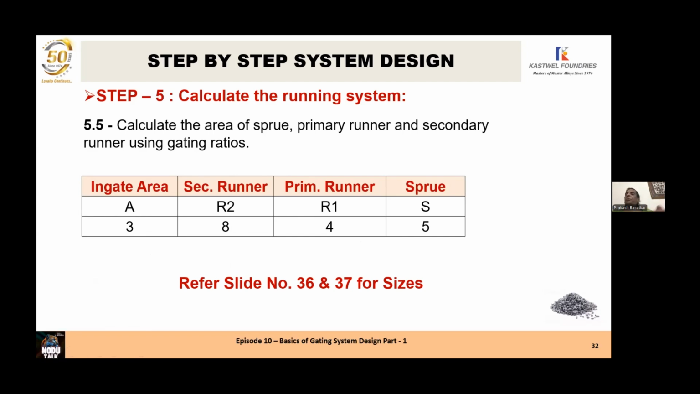So the screw area is 5, the runner area is 4, the primary runner area is 4, the secondary runner area is 8 in the SG iron, and the secondary runner area is 6 times the 1.5 times the height of the runner 1, and choke is still A3. So this is the last step in the gating system design.